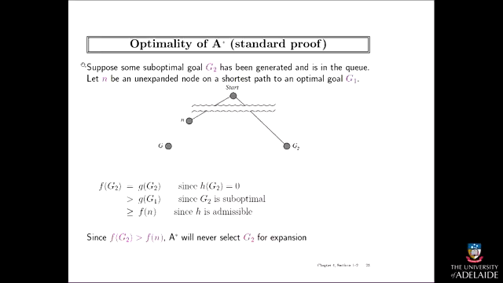Yeah? The bit that I don't get is H of G2 equals 0. That still doesn't quite make sense to me. Why that has to be 0. So if you're at the goal, then the estimate of the cost to get to the goal has to be 0. G2, by assumption, is a goal. We've reached the goal, but it's a suboptimal goal.